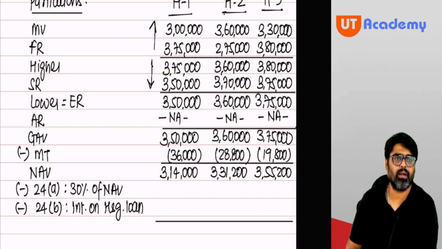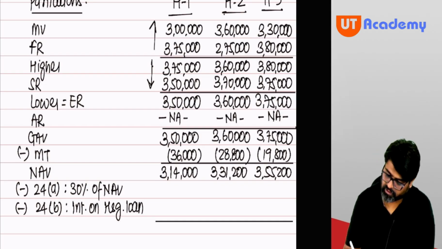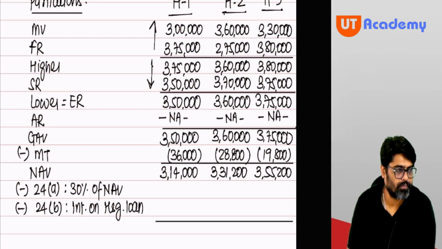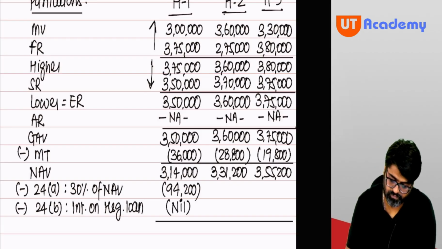Are you all calculating? Don't just copy, calculate also. Now 30% of 3 lakh 40. 30% of 3 lakh 14. 94,200. Is there any interest on housing loan? No, no interest on housing loan. Calculate the final income.